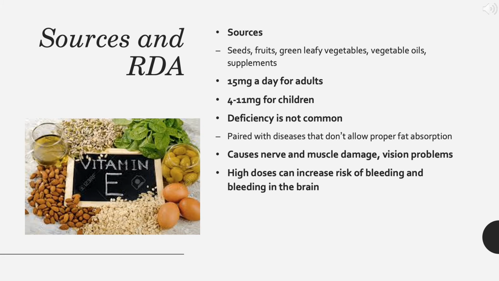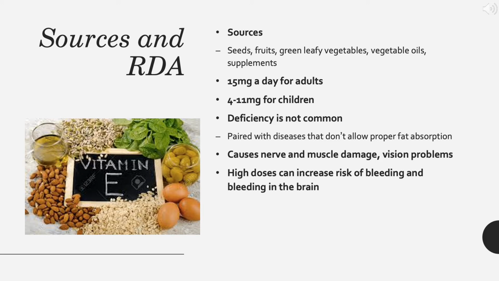Some of the foods that contain vitamin E are seeds, fruits, green leafy vegetables, vegetable oils, or you can take supplements. For adults, they recommend getting at least 15 milligrams a day, and then for kids, it depends on the age, but it ranges from 4 to 11 milligrams a day.